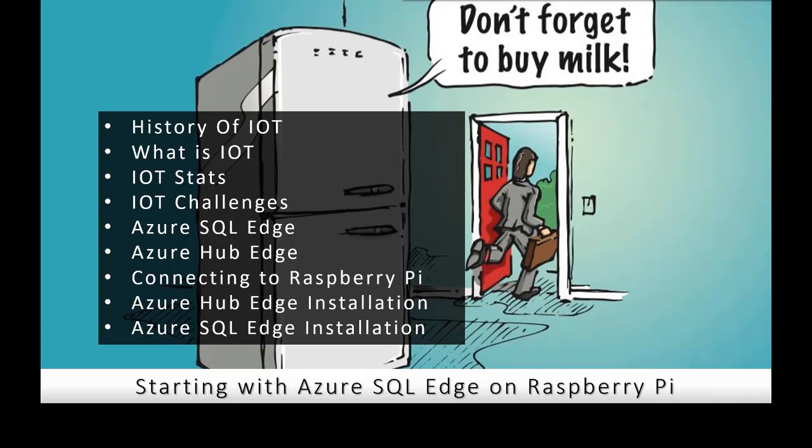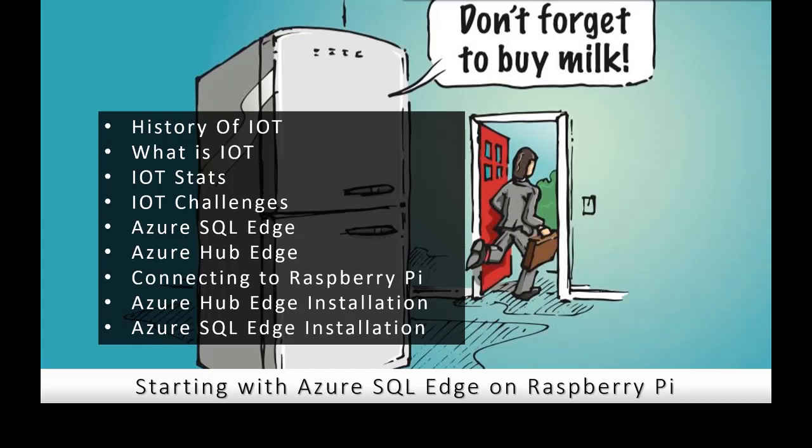We are going to cover the history of IoT. I'm going to try to explain what IoT is. I'm going to give you some stats and some of the challenges IoT currently has. And then we can feel good about what IoT really is and what the potential of IoT is. Then I'm going to introduce you to the IoT features of Azure.